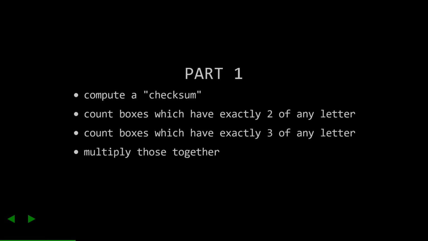The first problem, we have to make sure that we have the right set of bins, so we must compute a checksum. Though, we're only given one set of bins, so I guess it's more of a sanity check. Of these bins, we have to count how many IDs have exactly 2 of any letter, and how many IDs have exactly 3 of any letter. Then we'll multiply those together to get our answer.